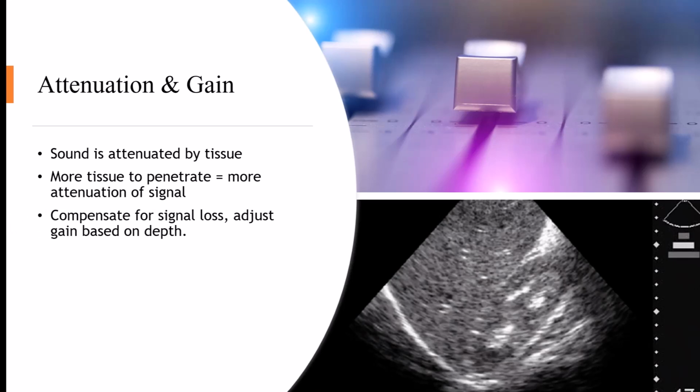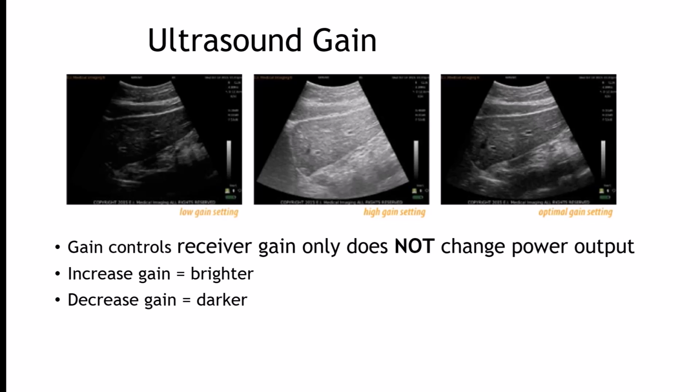To compensate for signal loss, we need to adjust the gain based on the depth of the signal or based on the echo that we're receiving. Gain controls receiver gain only and does not change the power output. If we increase the gain, the image becomes brighter. If we decrease the gain, the image becomes darker.